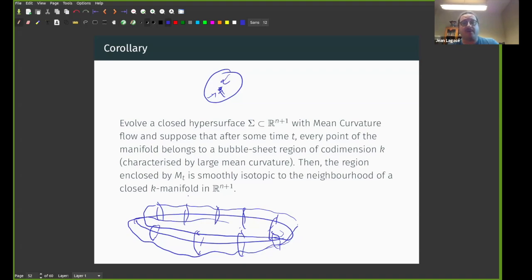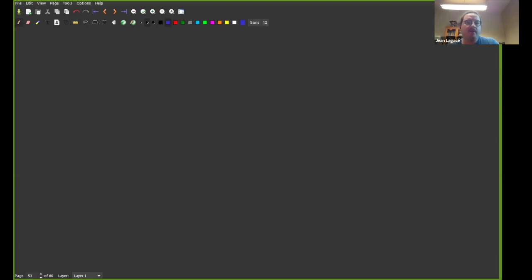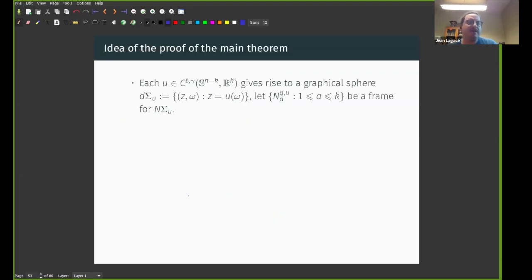Because we're starting to understand what these local models are, for example the bubble sheets, and the next one, there's a few other ones, but we also need to be able to talk about the global features. So let me discuss briefly an idea of the proof.